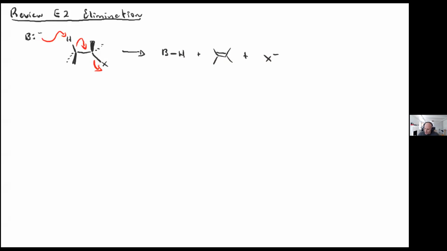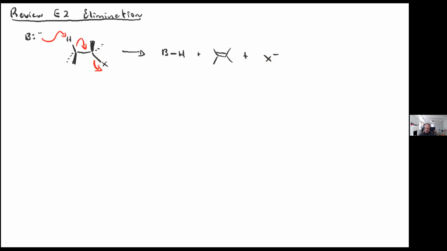Today, we're going to continue with our discussion of E2 eliminations. This was introduced in the pre-recorded lecture for Friday, so hopefully everyone has had a chance to look at that. I'll start with a little bit of review of the key points from that lecture. The E2 elimination, the 2 stands for bimolecular. So you have 2 molecules involved in the rate determining step. In the case of this reaction, there is only one step. There's one transition state, and that is by definition the rate determining step.